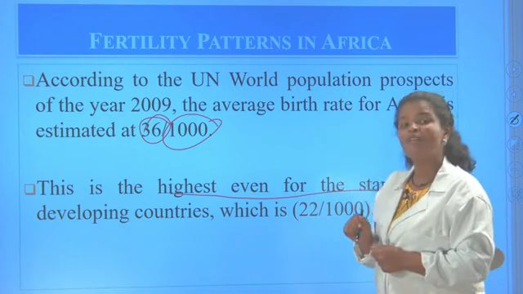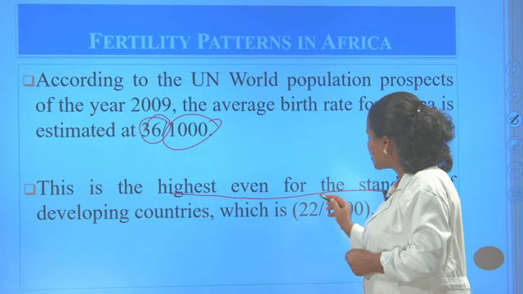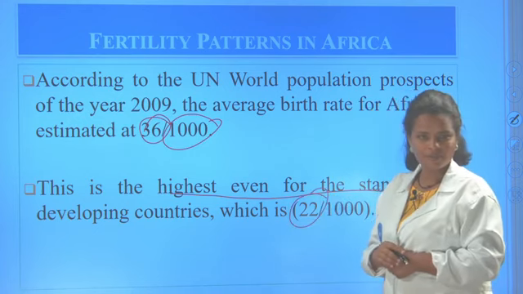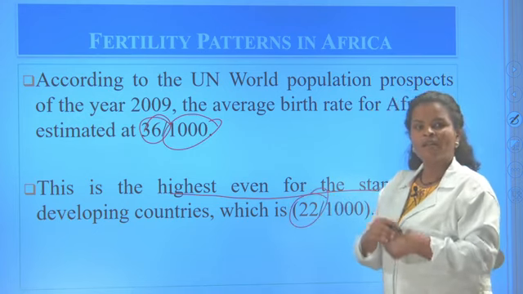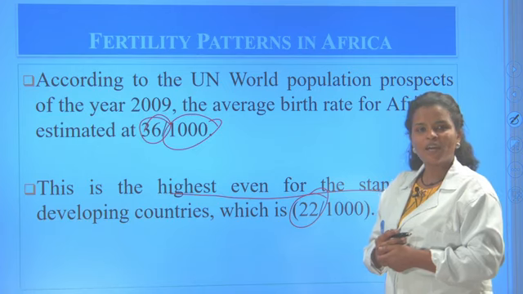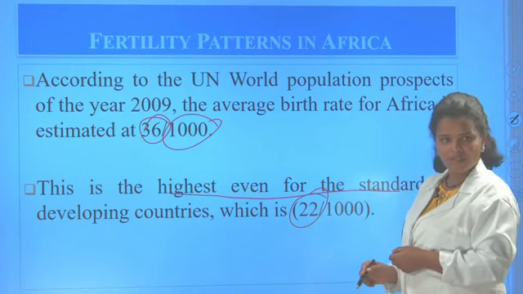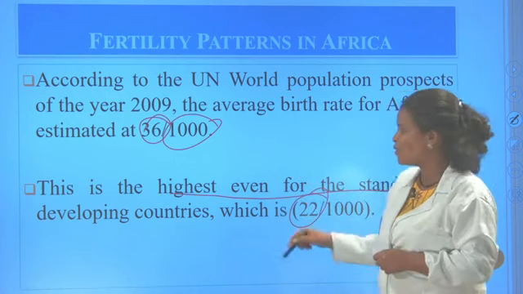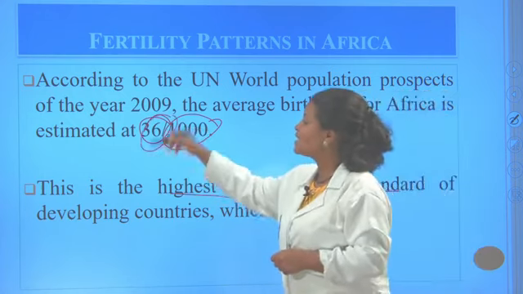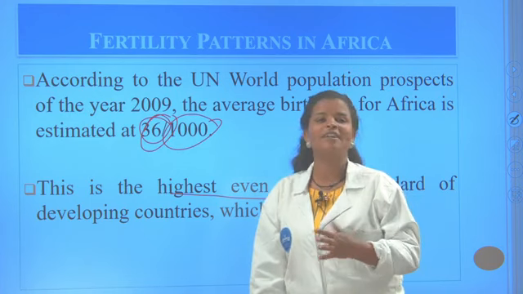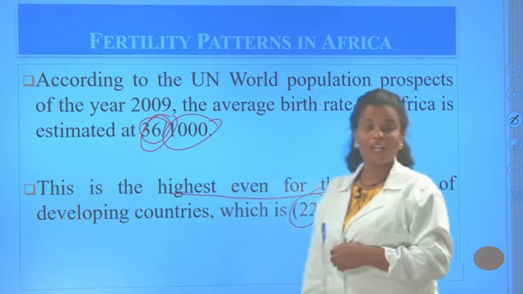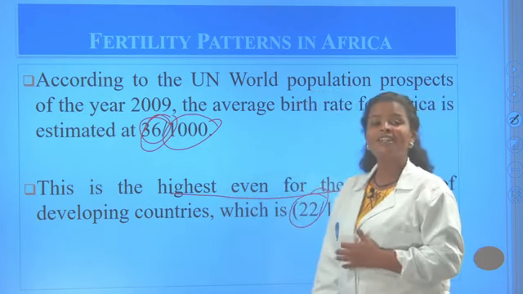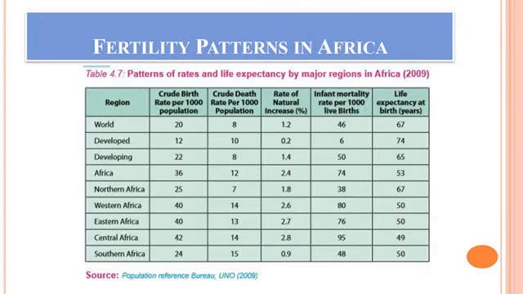The standard of developing countries is 22 per 1,000. That means the birth rate of a developing country is 22 per 1,000. But the fertility rate of Africa is greater than the standard of developing countries, that is 36 per 1,000. So the fertility rate is very high in Africa. And also in Ethiopia, the fertility rate is very high. Let us see this table.